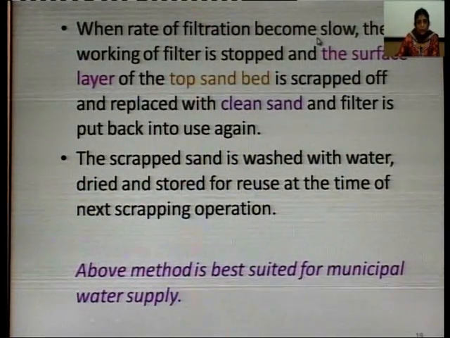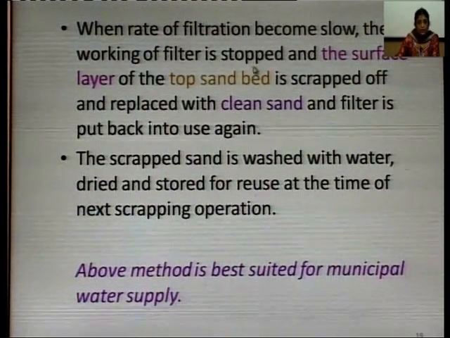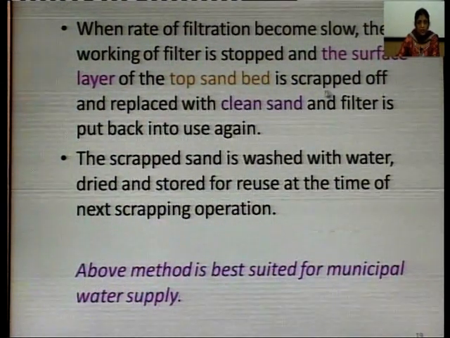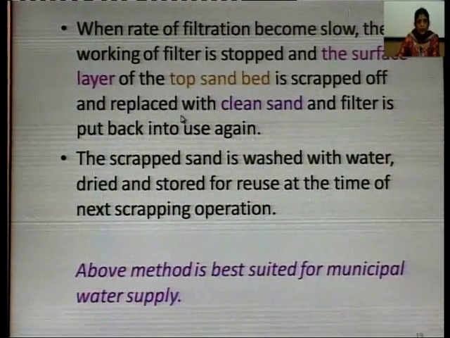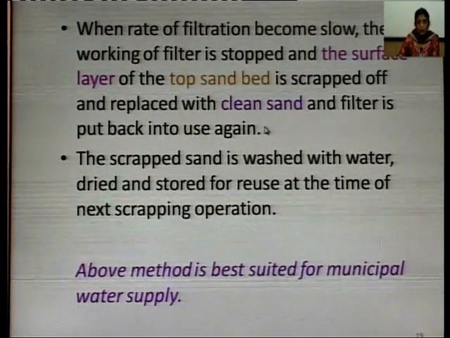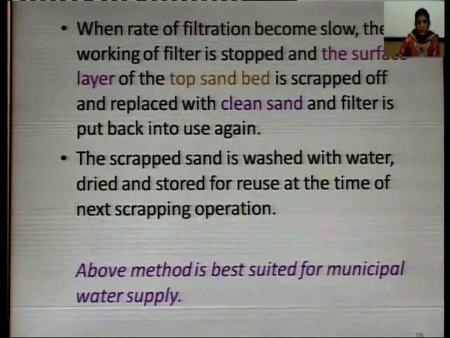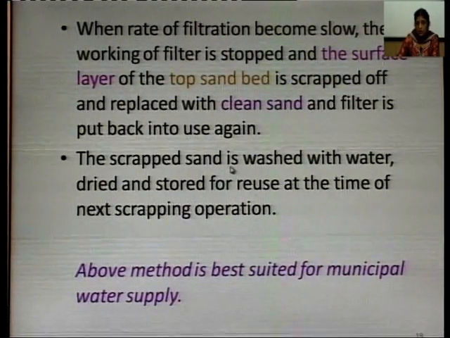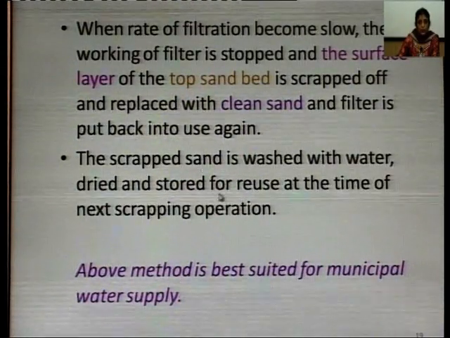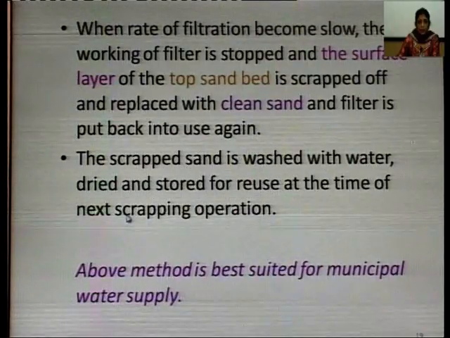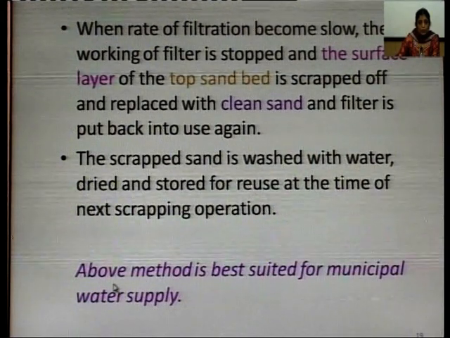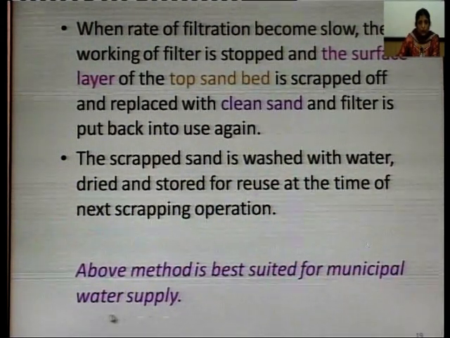When the rate of filtration becomes slow, the working of the filter is stopped and the surface layer of the top sand bed is scraped off and replaced with clean sand, and the filter is put back into use again. The scraped sand, which contains certain impurities, is washed with water, dried and stored for reuse at the time of the next scraping operation. So, the above method is best suited for municipal water supply.